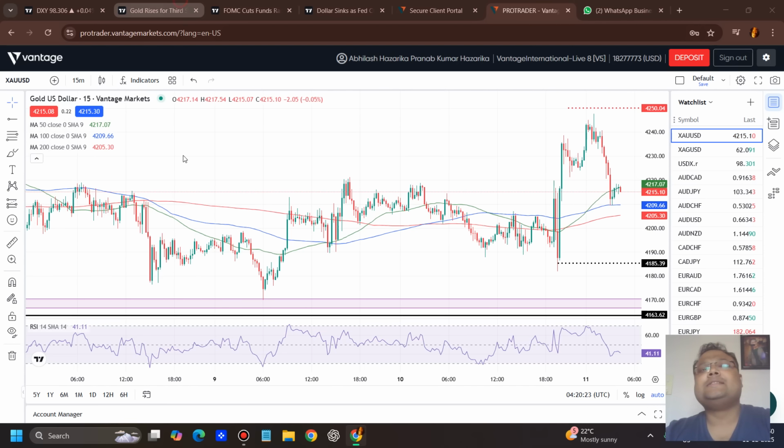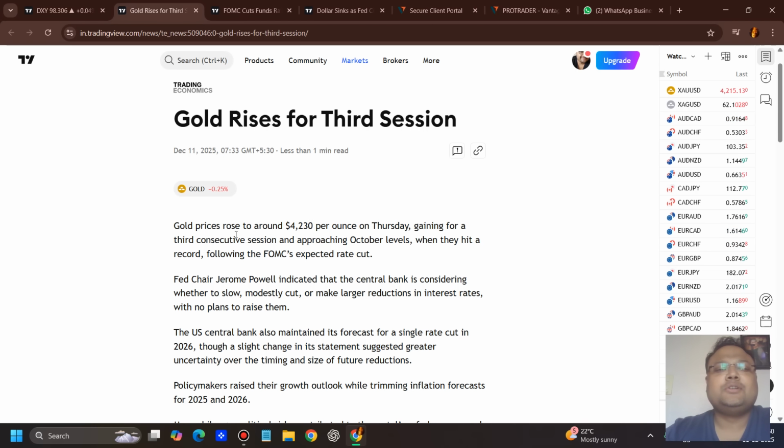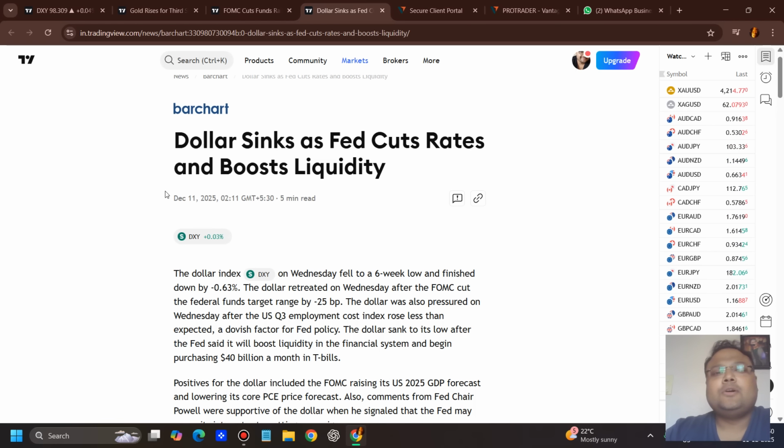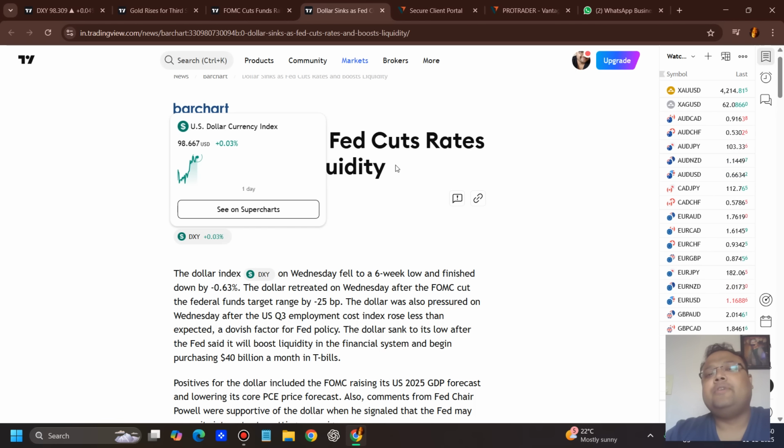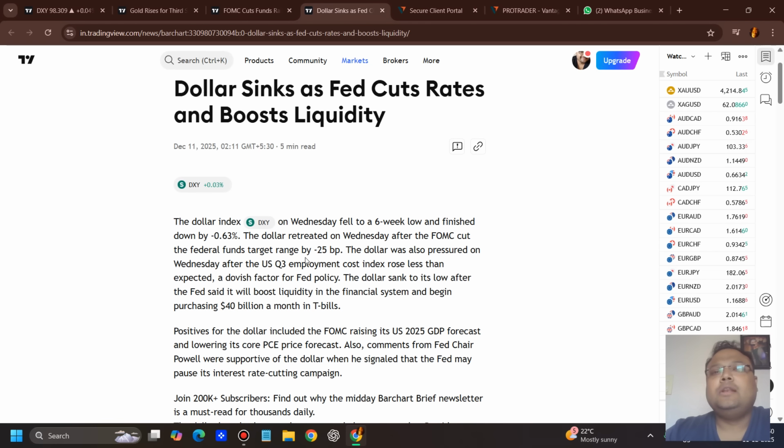If you look at the market sentiment, we can see gold rises for third session. Gold price rose to 4230 per ounce on Thursday, gaining for a third consecutive session approaching October levels when they hit a record following the FOMC's expected rate cut. Yes, there was a rate cut because of which dollar is under pressure and gold started going up. You can see dollar sinks as Fed cut rates and boost liquidity.